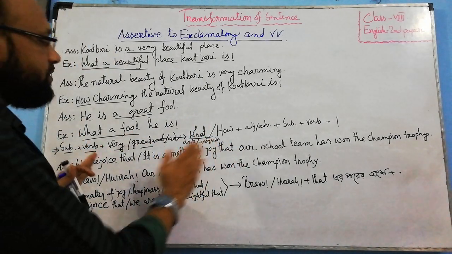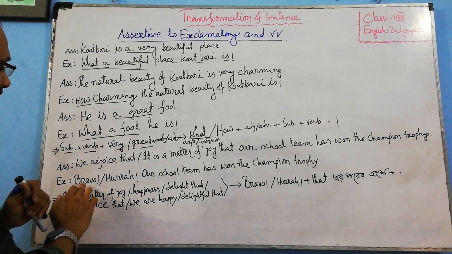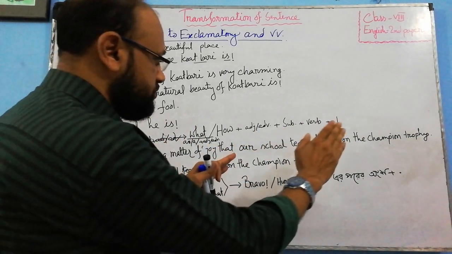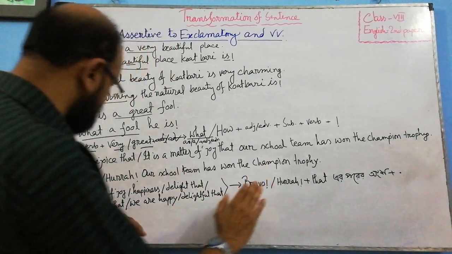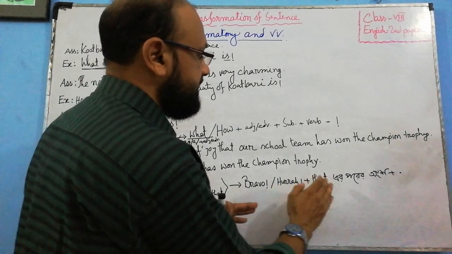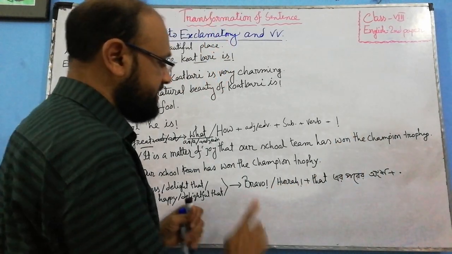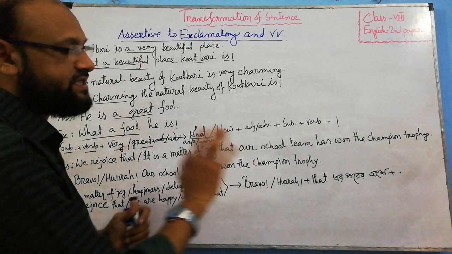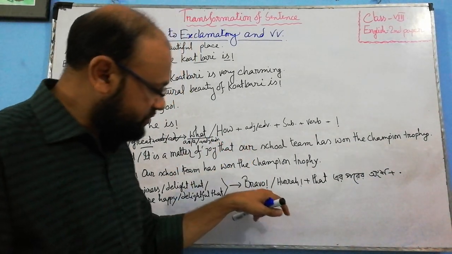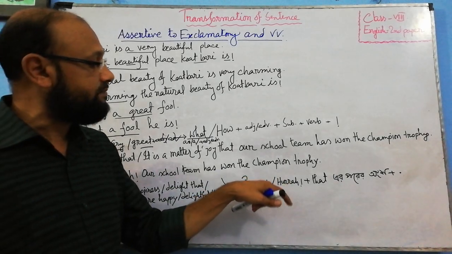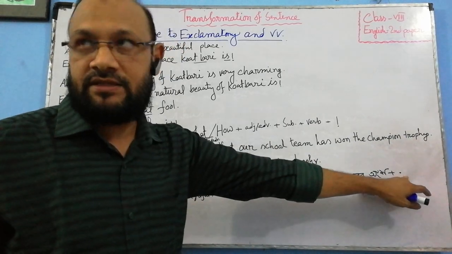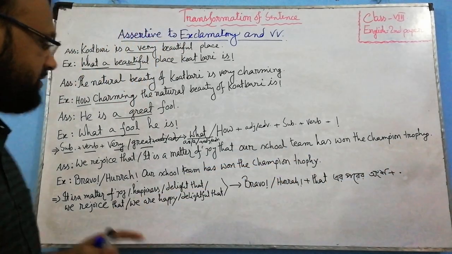Jai thakuk. Eguli purota uthiye amra eguli poriborte bravo or hurra boshabo. Er pore that er pore je ongsho ta ache shei ongsho ta bolbo. So the structure is bravo or hurrah plus the part after that, plus a full stop, and the exclamation sign will be used after the interjection. Whether we use bravo or hurrah, we use the exclamation sign after it, and at the end of the sentence we set a full stop. This is the rule here.